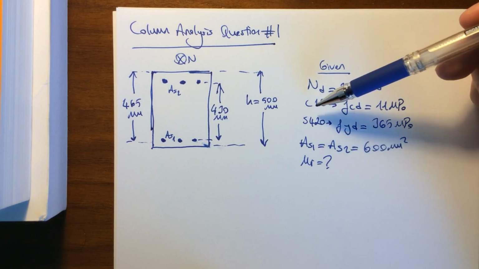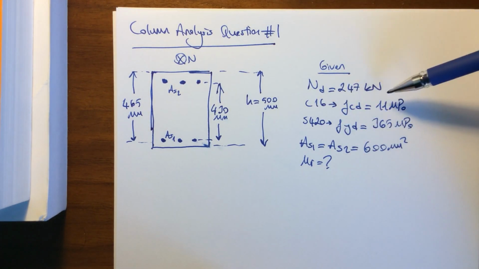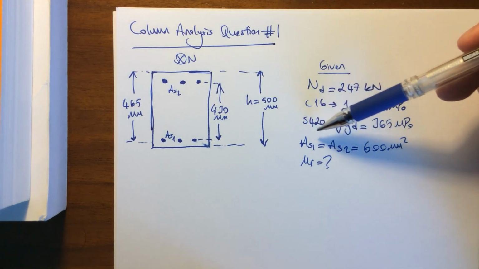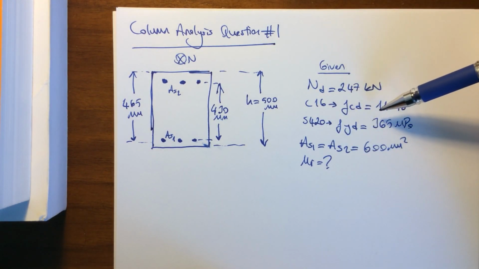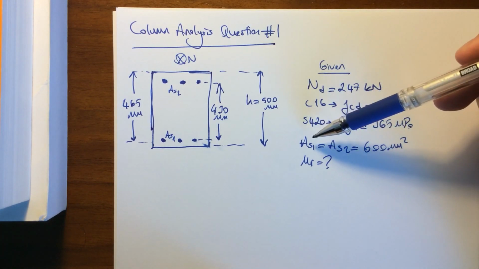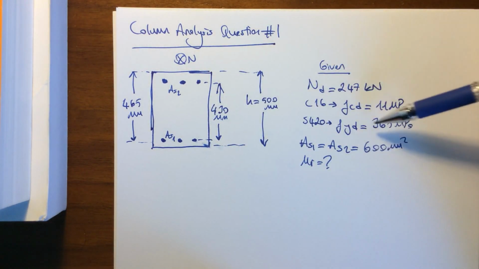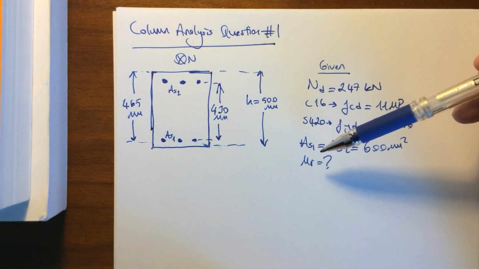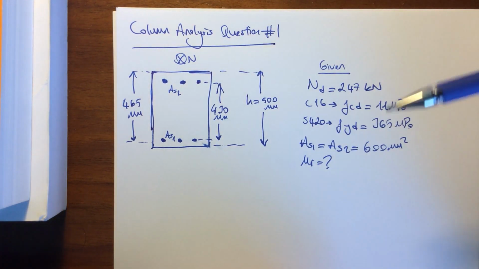We are using C16 concrete, for which the concrete design strength is 11 megapascals. The steel grade is 420, which of course results in a yield design strength of 365. The steel areas in the compression and the tension zone are equal to each other with a value of 600 millimeters squared, and we are asked to find the MR for the given structure.